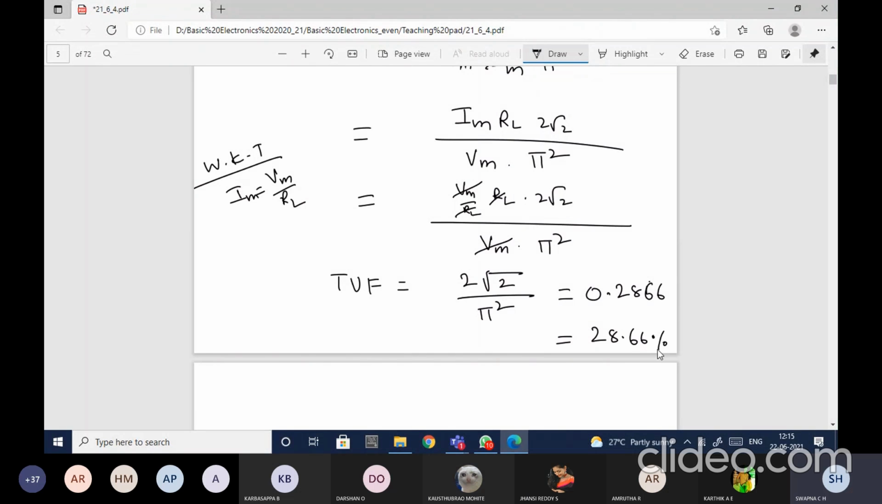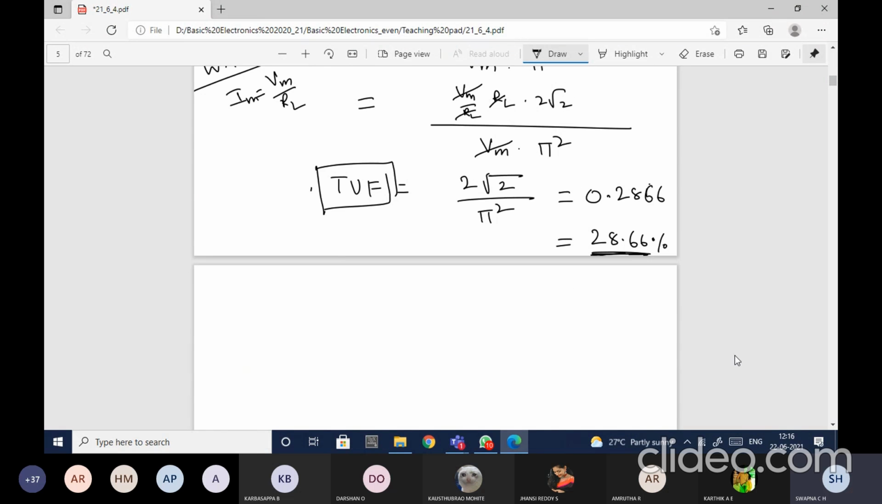So here it is very less. The transformer utilization factor, from the name it says that whatever I have got, it is very less. So this is one more disadvantage of your half wave rectifier. The transformer utilization is very less here in the half wave rectifier. Now this is the formula which I'll be giving you: voltage regulation.